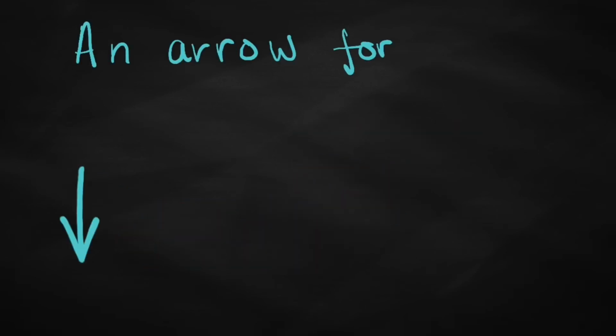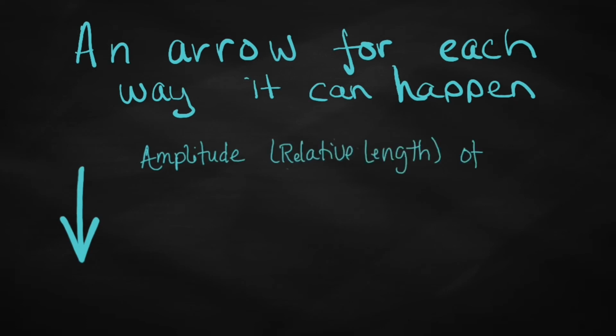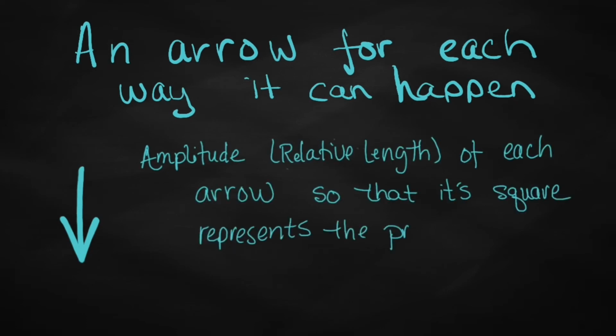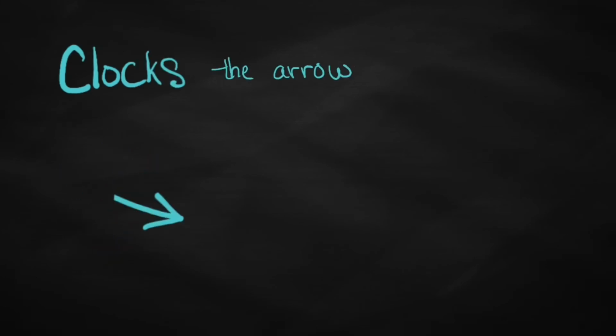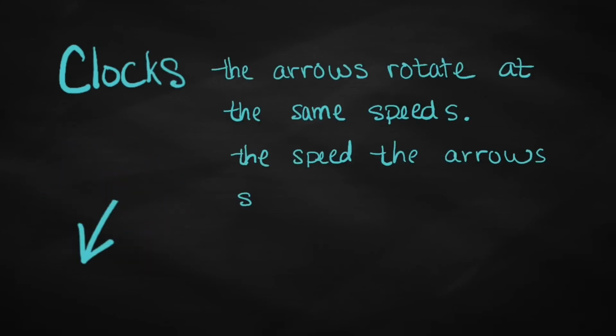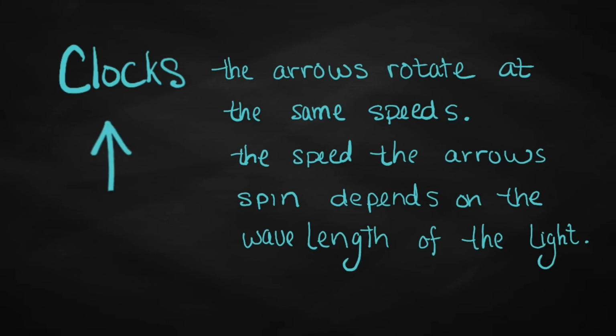Here's how it works. The idea is to represent the probability that an event can happen with an arrow. The arrow's length, compared to some arbitrary unit of 1, will be so long that its square will equal the probability. Oh, and these arrows spin. The speed it rotates at is related to the wavelength of the light. So a blue clock hand will go around faster than a red clock hand.